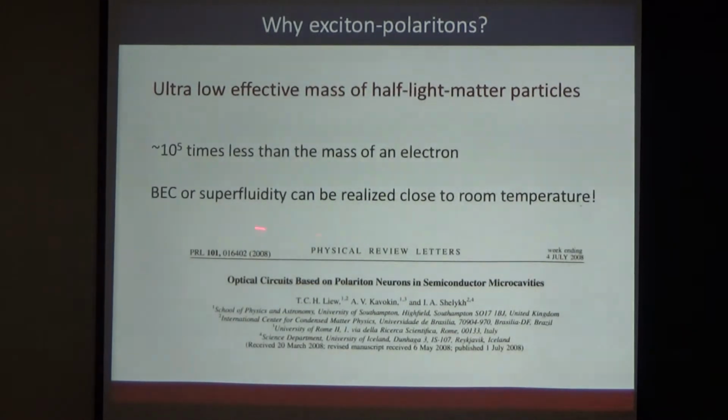The same thing here. Since this is a combined part half light and half matter, the mass of these particles is actually 10 to the power 5 times less than the mass of an electron. And in the case of cold atoms, the atoms that you use are much larger than the mass of an electron. So now you can think that you already increase the Tc by a factor of 10 to the power 5. So it basically brings it back closer to room temperature.